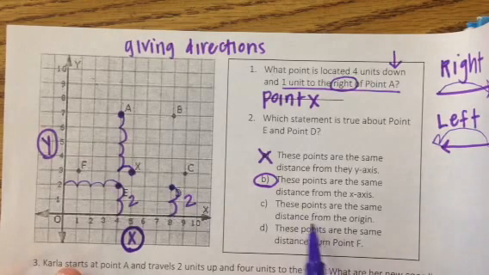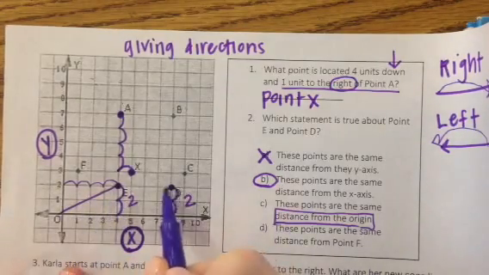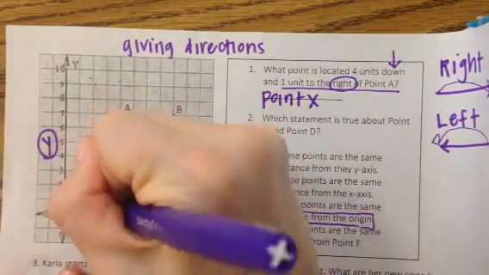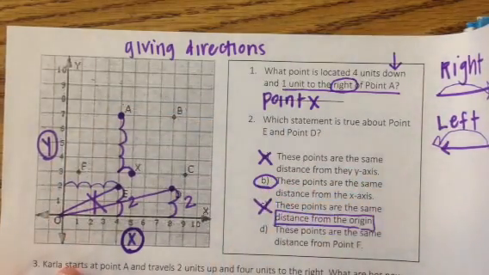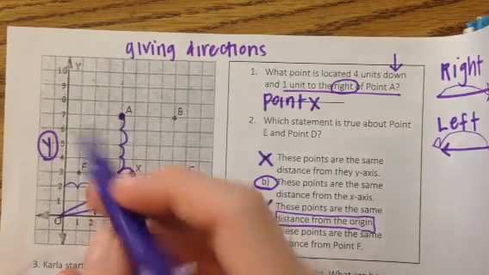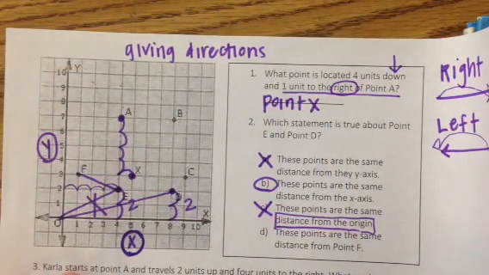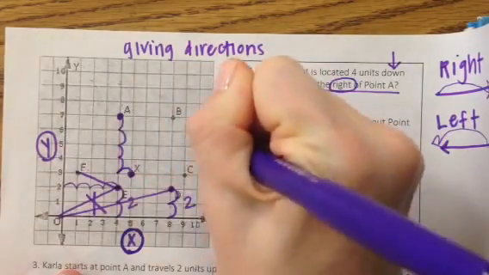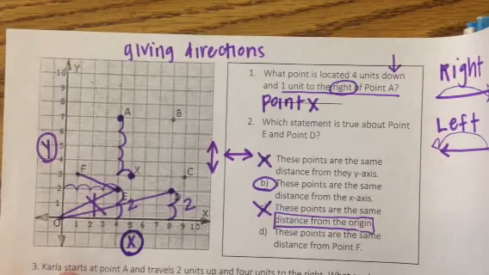It's tricky when it says it's the same distance from the origin. It's impossible to move diagonal, so it's really hard to see if that is even correct. And D, these points are the same distance from point F. Again, to get to point F, it's diagonal, so it's really hard to tell. We only move up and down and right to left when we are giving directions. So B is the correct answer. Make sure you get your partner work done and check your work.